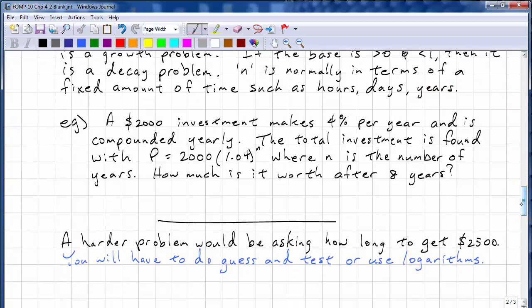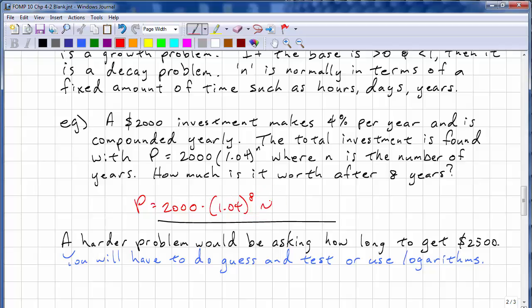So let's look at an example. An investment of $2,000 makes 4% per year and is compounded yearly. The total investment is found with P equals 2,000 times 1.04 raised to the power of n, where n is the number of years. How much is it worth after 8 years? Well, all we have to do is plug in 8 for n. So P equals 2,000 times 1.04 to the power of 8.